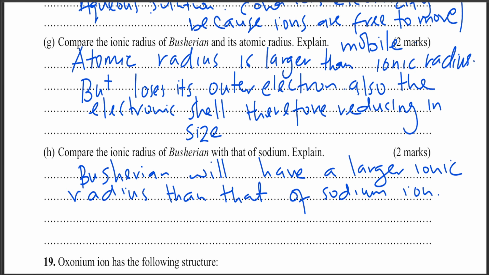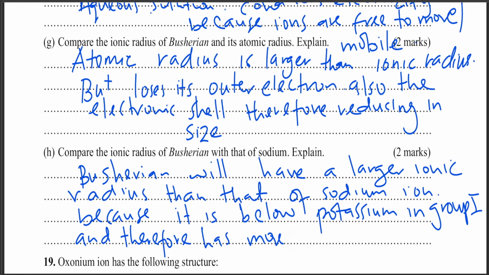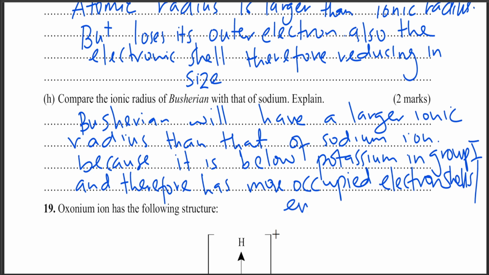Okay, and the reason is because it is below potassium in group 1, and therefore it will have more electron shells compared even to sodium. And therefore has more occupied electron shells. Let's write more occupied electron shells or energy levels. Some may not even know what shells are. So occupied electron shells, or energy levels. Energy levels are where electrons move.